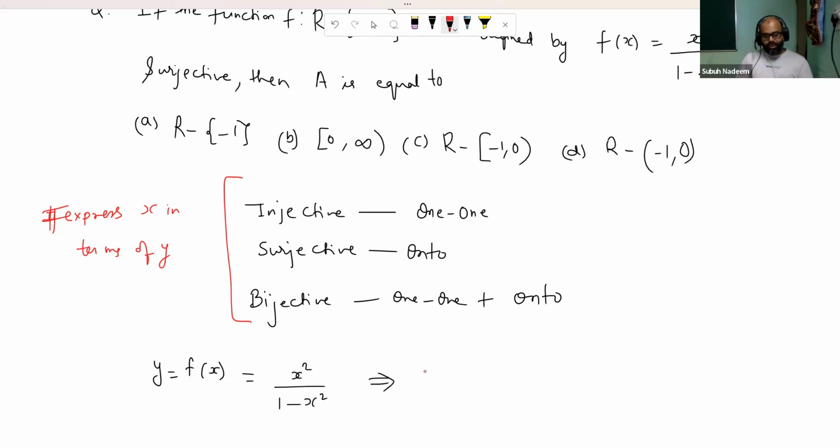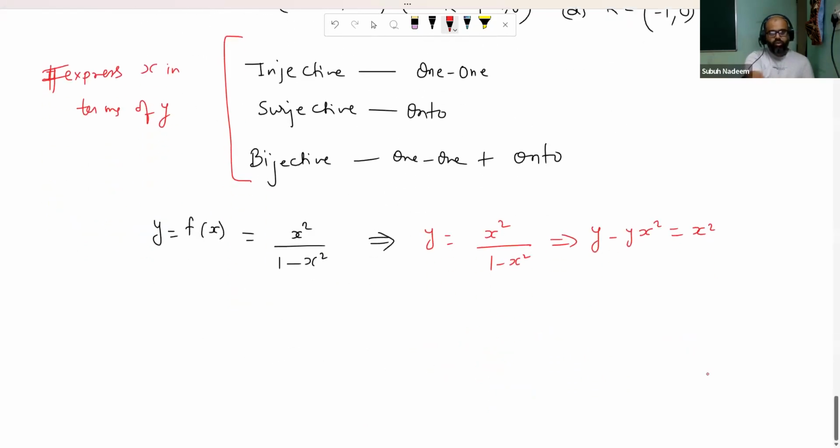If we want to express x in terms of y, what will we do? We will of course cross multiply like this. We did this earlier in one question also. Then y is equal to x square into 1 plus y, so x square will be equal to y by 1 plus y. Now this is greater than or equal to 0 because it is x square, and a square of a real number is always non-negative.